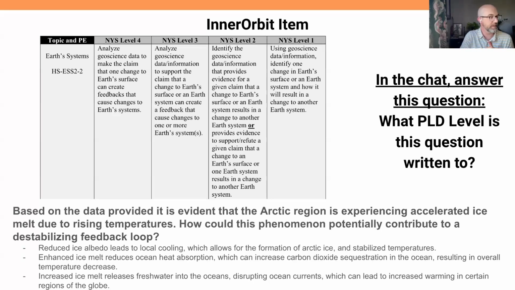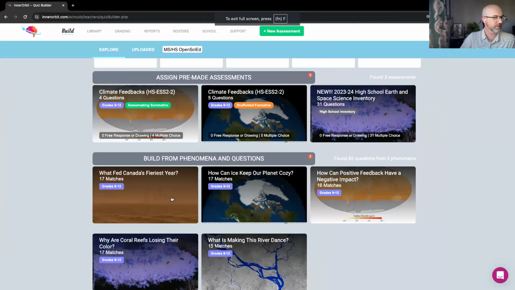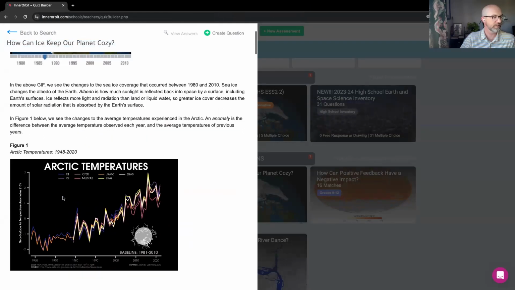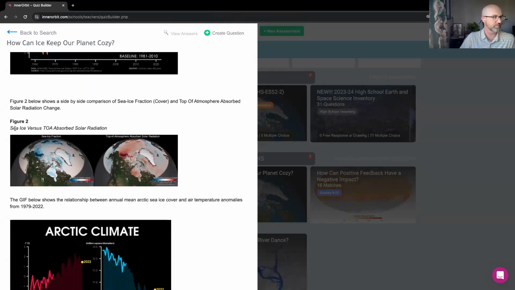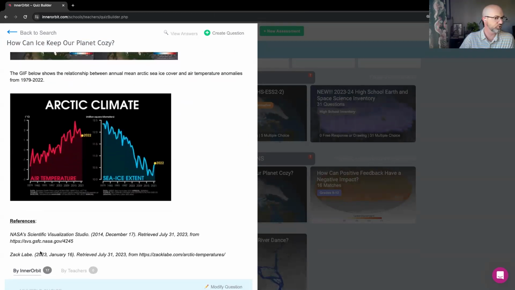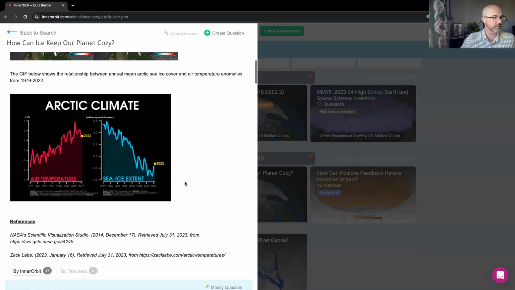So this item says, based on the data provided, it's evident, and we give students a whole bunch of different data sets. Actually, let's look at that now. So we give them these data sets. This is all about how ice can keep our planet cozy. Data sets on Arctic temperatures, sea ice versus absorbed solar radiation, and changes in air temperature and sea ice extent. These are beautiful images, from Zach Lape and also from NASA. These are a few different data sets that we give students for this phenomenon.